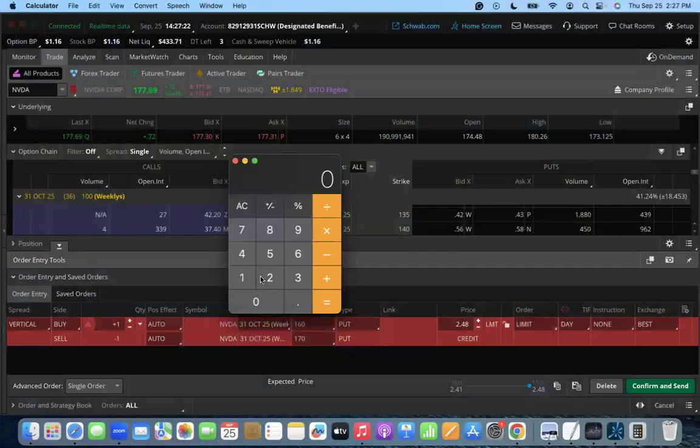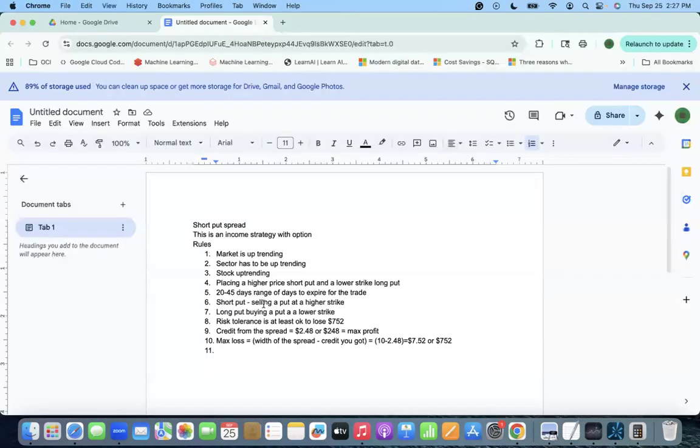So I can make $2.48 divided by $7.52. That is 32%, almost like 33%, right? So I would say my risk reward is equal to 33%. So that is not bad.